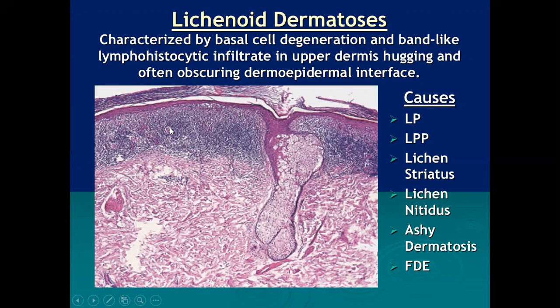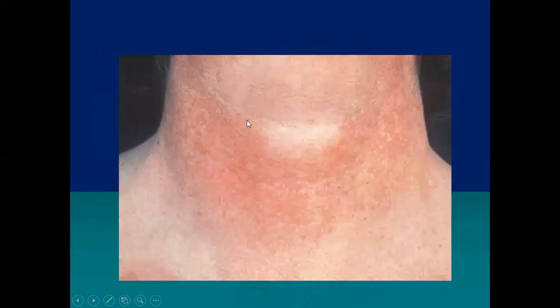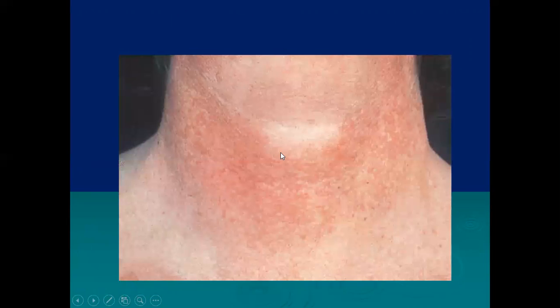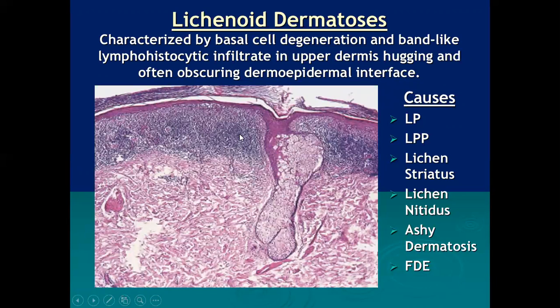So the lichenoid dermatosis comprises two closely related histopathological findings. The first one is an interface dermatitis, and the second one is a band-like lymphohistiocytic infiltrate. So with this statement, I can say that all the lichenoid dermatoses are also interface dermatoses. But all interface dermatoses are not lichenoid, because for a lichenoid dermatosis, in addition to the interface change, there has to be a band-like lymphohistiocytic infiltrate.